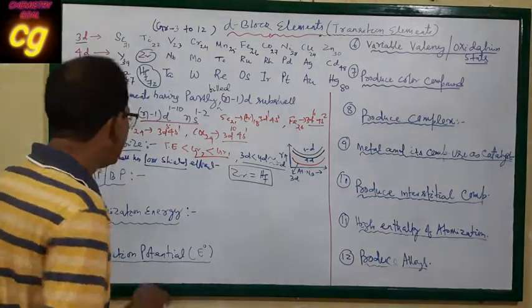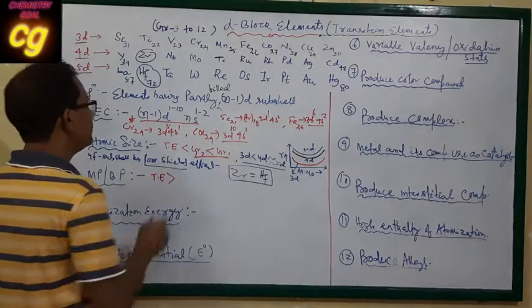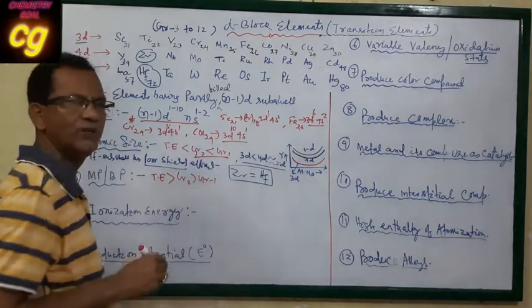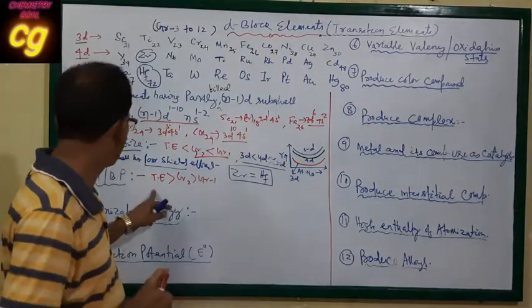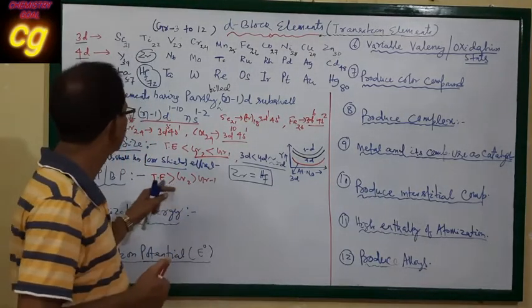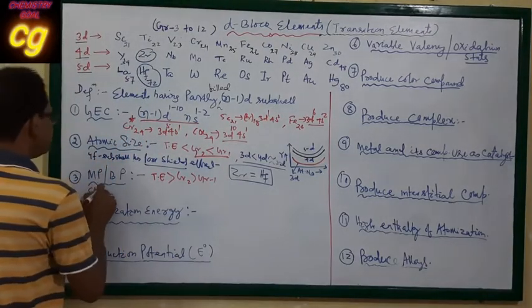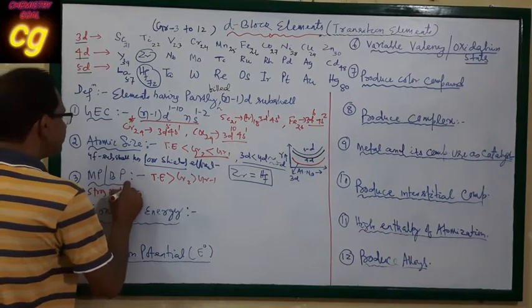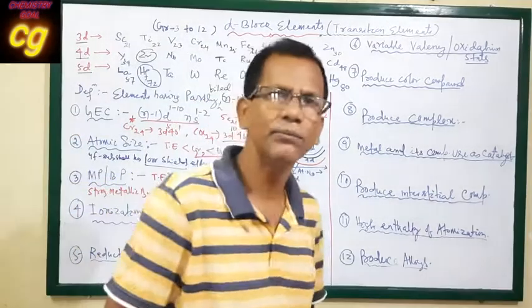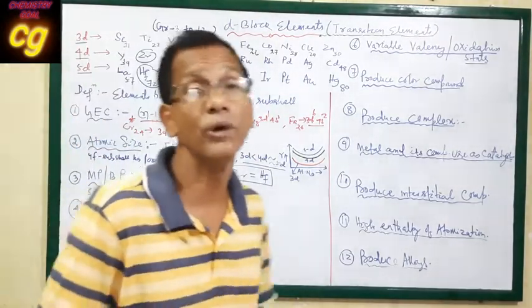Then melting and boiling point. If you compare the transition elements, they have a higher melting and boiling point compared to group 2 and group 1, the s block. Why is this? The melting and boiling point is more due to strong metallic bond. Due to this strong metallic bond, the transition elements have higher melting and boiling point.